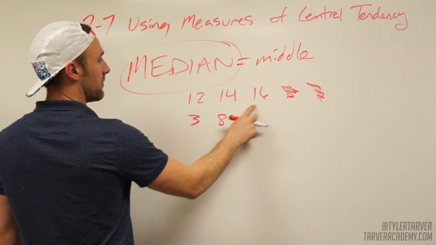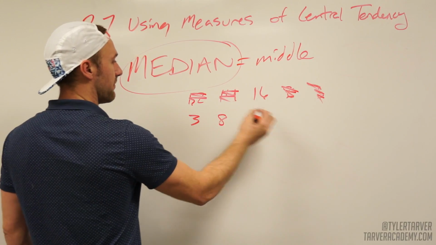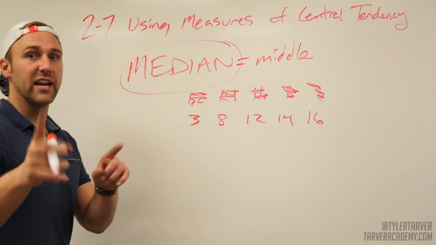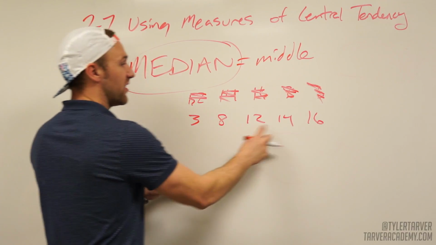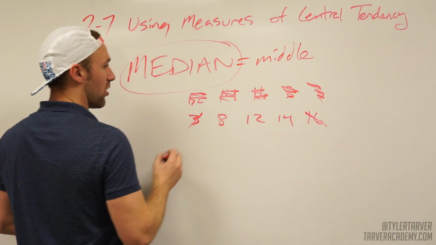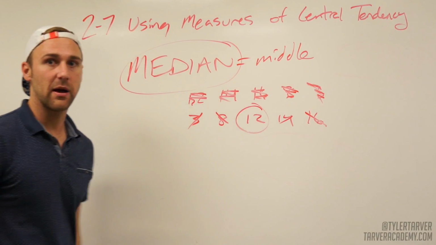Then I go to my next lowest number, 12. Next lowest number, 14. Next lowest is the last one, 16. Now, I need to find the middle number. There are 5 numbers. So I'm going to start on the outside. So start on the outside. It's 1, 2, and 12 is my median.